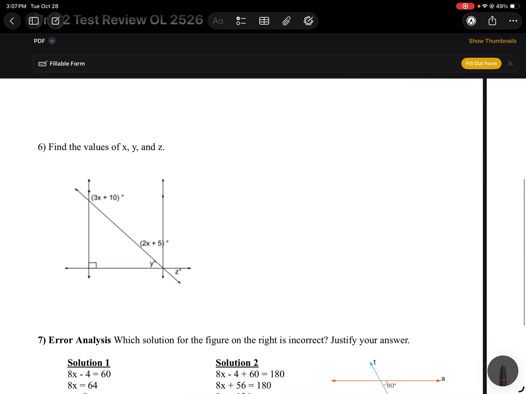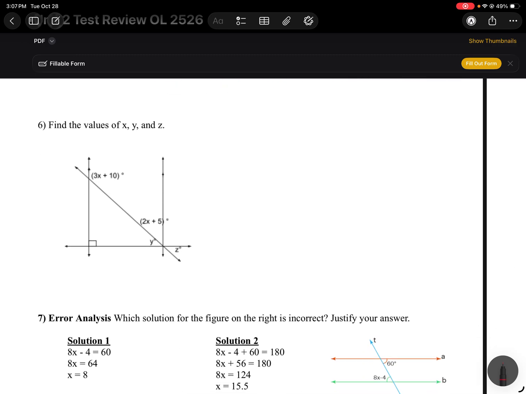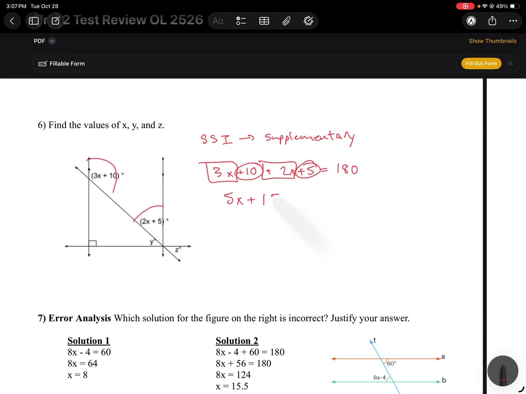Oh, I know this. Number 6, find the values of x, y, and z. These two angles are same side interior angles, which tells me that they are supplementary. In other words, add up to 180. So 3x plus 10 plus 2x plus 5 is going to be equal to 180. So combining like terms, I have 2x plus 3x, which is 5 x's in total, and plus 5 plus 10 is 15. Bring that 180 down. Subtract 15 from both sides.